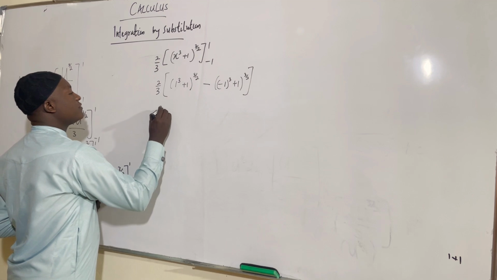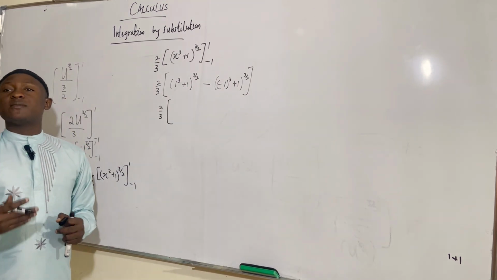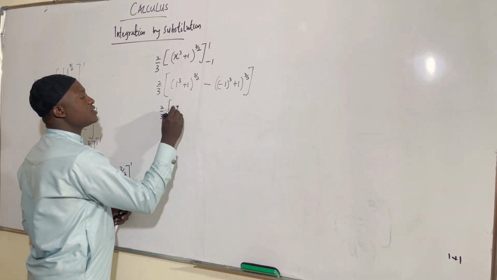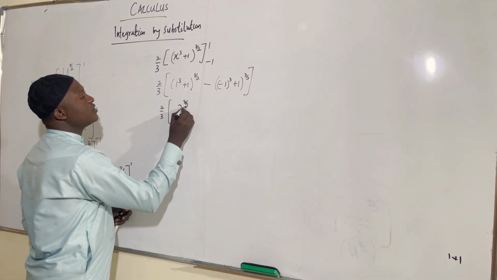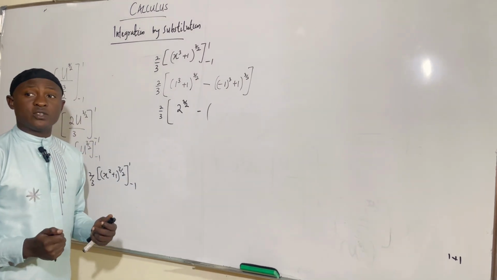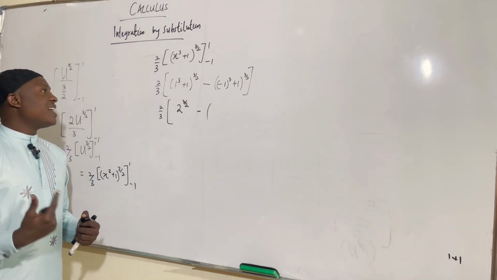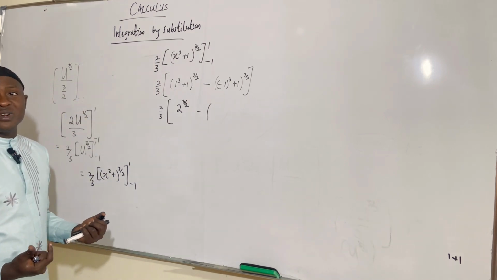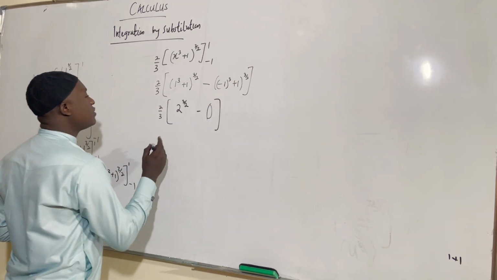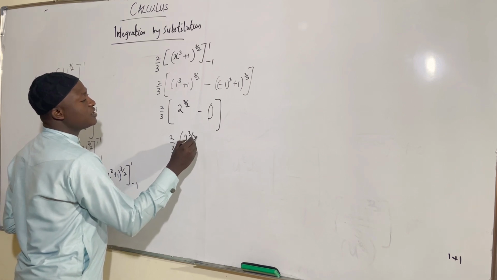So here I can have 2 over 3. When we have 1 cubed, 1 cubed is nothing but 1 times 1 times 1, and that is 1. So 1 plus 1 is 2. Then this one is nothing but 2 raised to the power of 3 over 2, minus, minus 1 cubed. It's just nothing but minus 1, right? So minus 1 plus 1, what are we going to have? And 0 raised to the power of 3 over 2, what are we going to have? Yeah, it's 0. So what we have left now is 2 over 3, 2 raised to the power of 3 over 2.